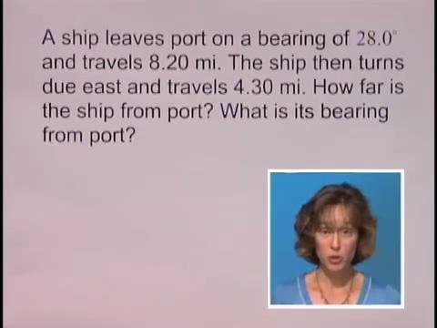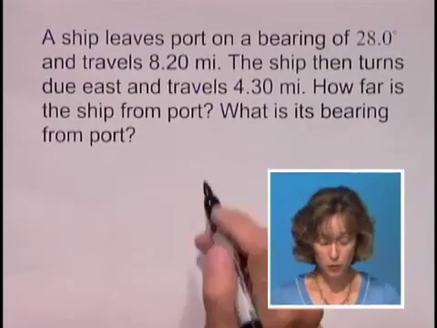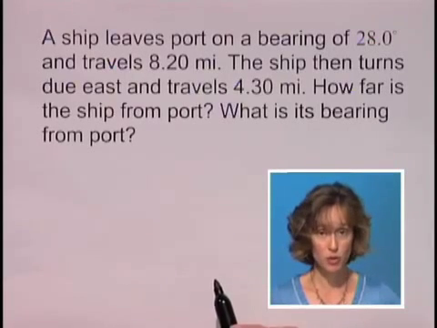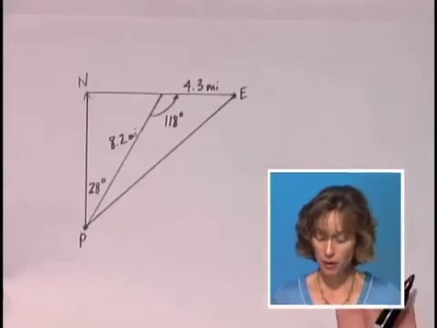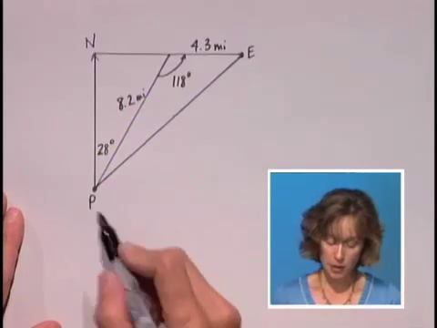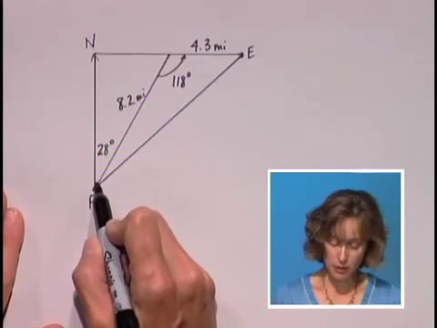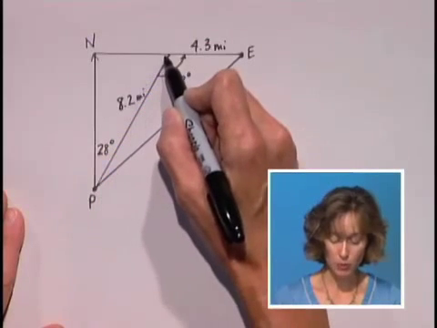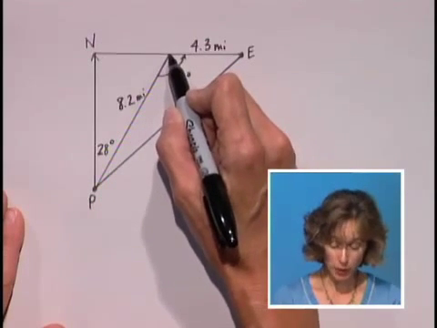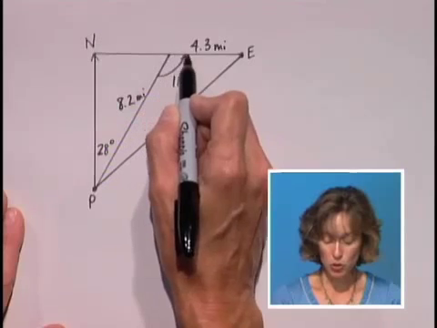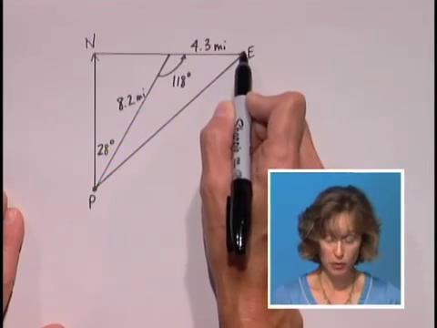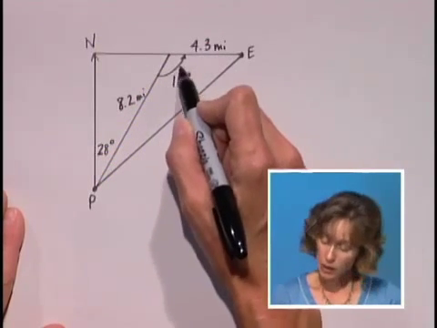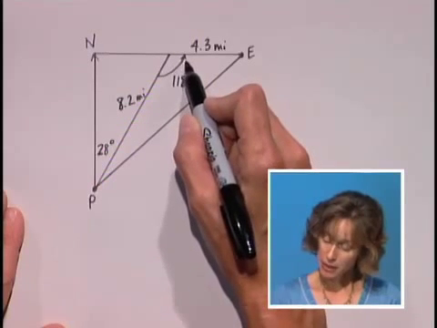Well, we need to draw a picture to represent this problem, and feel free to refer back to the description of the problem at any point. What we know is here, P for port. The ship leaves port at a bearing of 28 degrees and travels 8.2 miles. At that point, the ship turns due east and travels 4.3 miles. Well, in here, we've got 118 degrees.